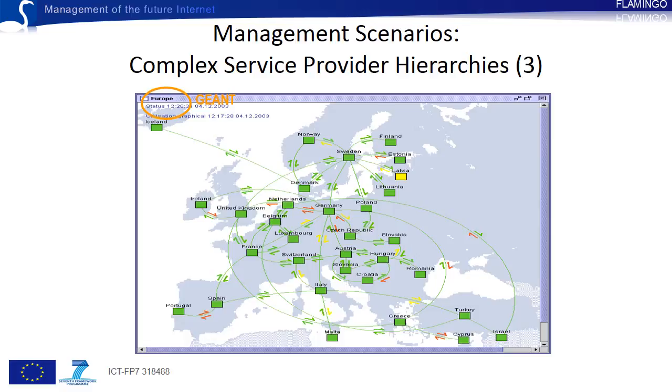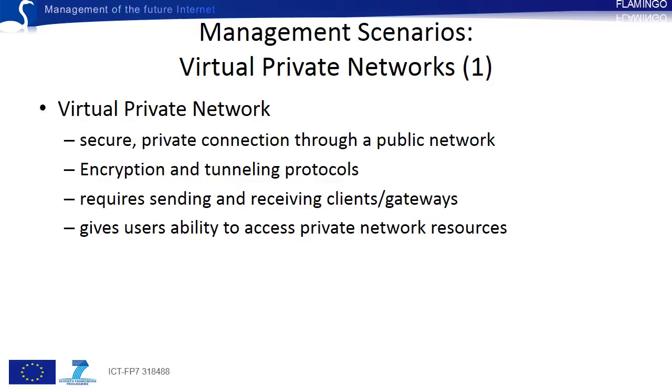Through links to research networks in other regions, such as Internet2 and CANARIE in the US, TEIN in Asia Pacific and CLARA in Latin America, GEANT allows collaboration between researchers on over 16 NRENs outside of Europe. The next management scenario is a virtual private network.